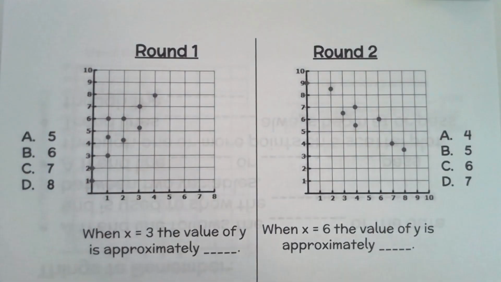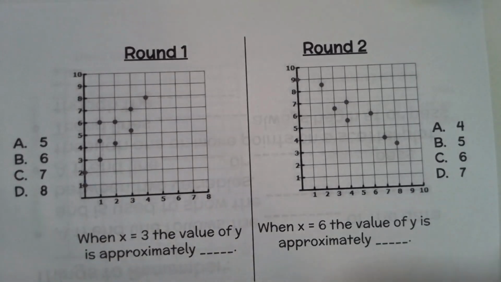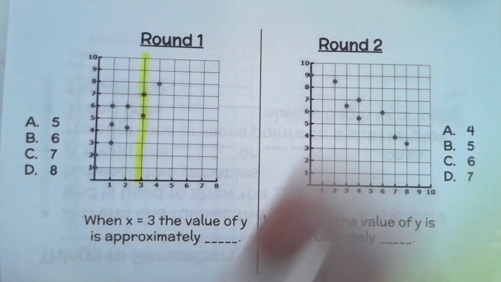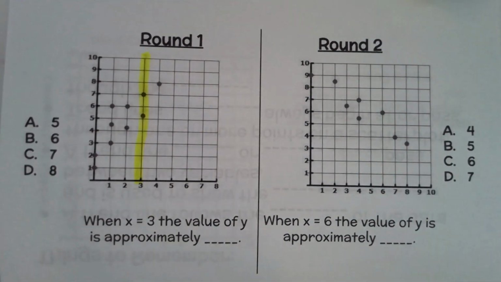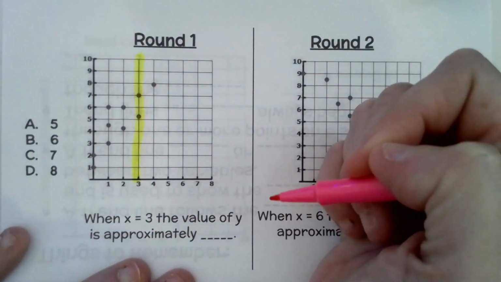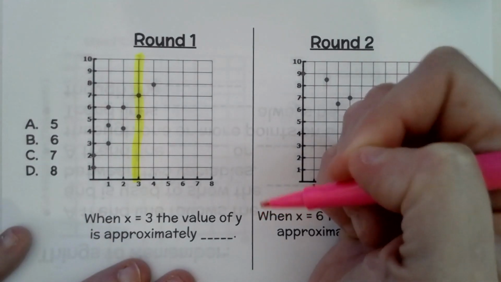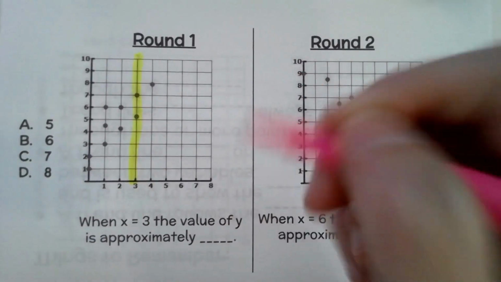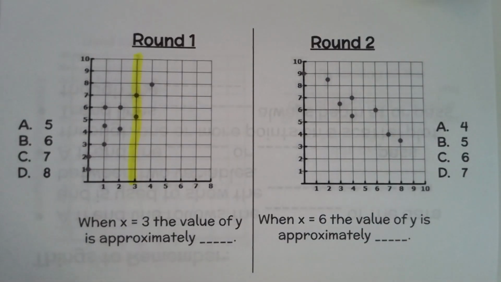So it says when x equals 3, the value of y is approximately what? Okay, so when x equals 3, I highlight that row. Now notice, they have a dot on 7. All right. Do I look at the dots? No, I do not. I look at the line. Okay, so I'm going to try to make a line, whoopsie, that kind of goes through this data.